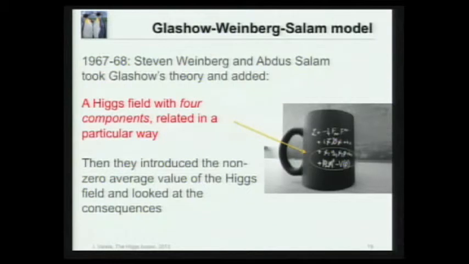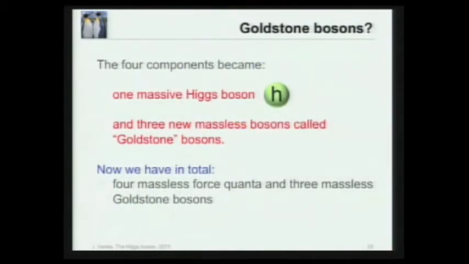And they introduced the non-zero average value of the X field and looked at the consequences. So they changed the equations to represent the field around the minimum. And what happened is that of these four components of the field that they had introduced, one got massive. So a term appeared that represents the mass of a field, a term of the form m squared times phi squared. And three new massless bosons appeared, which he called the Goldstone bosons.